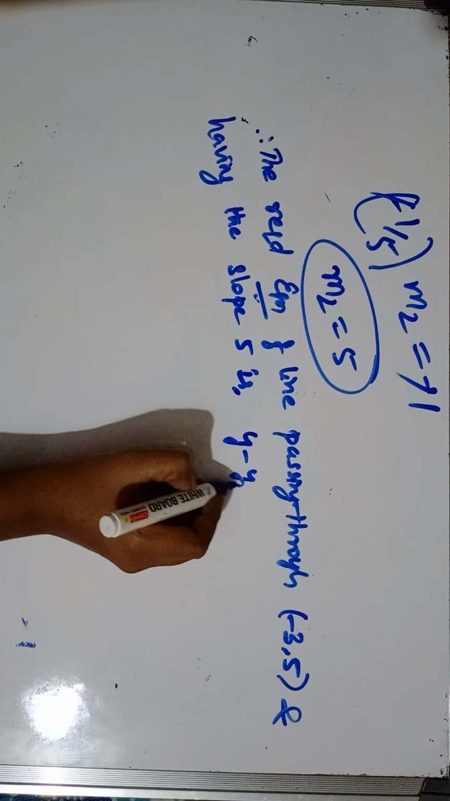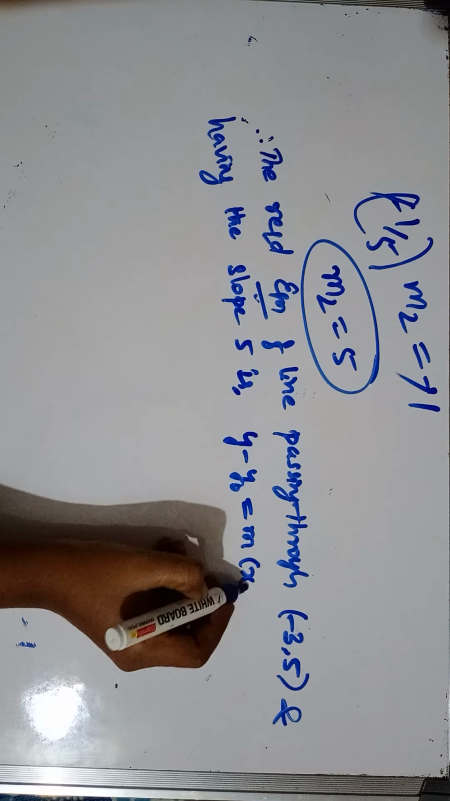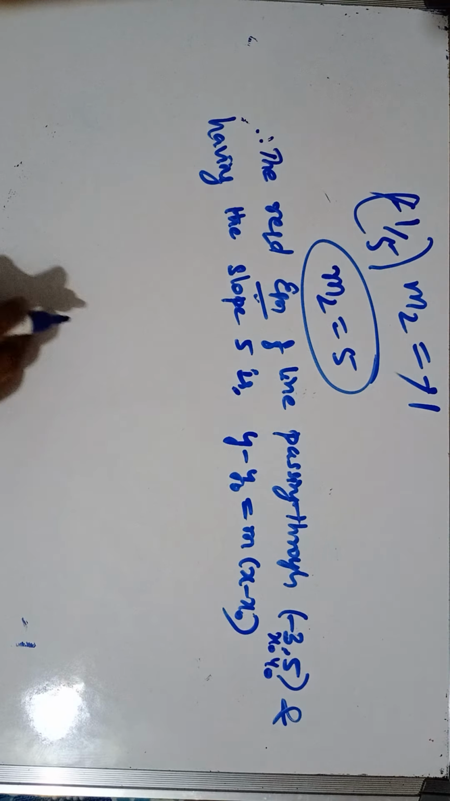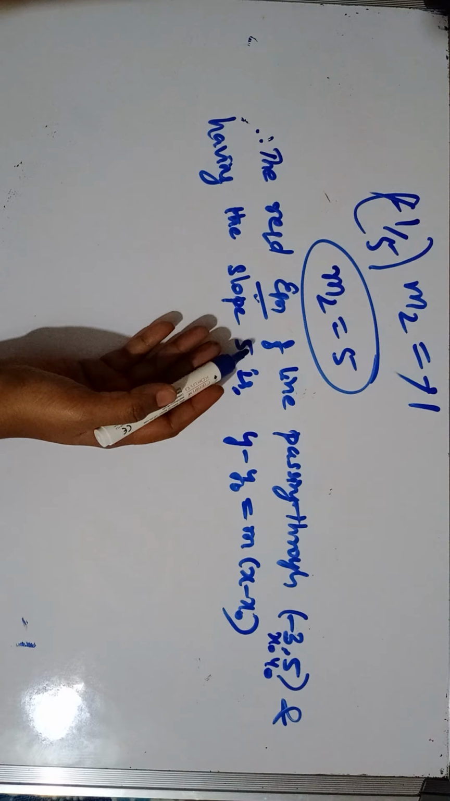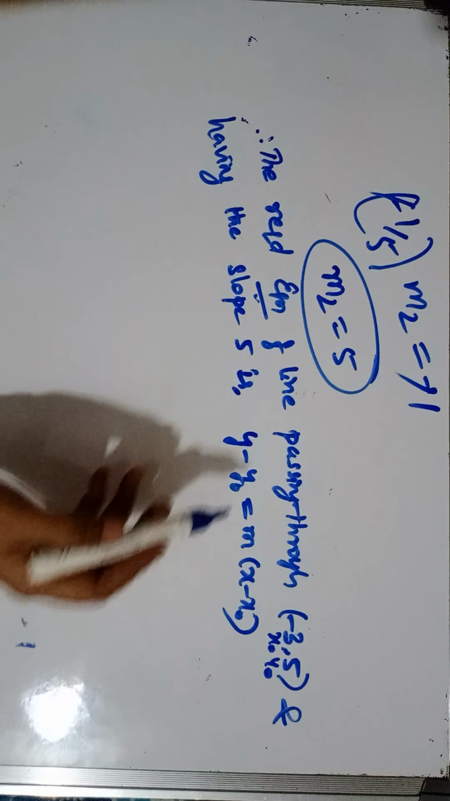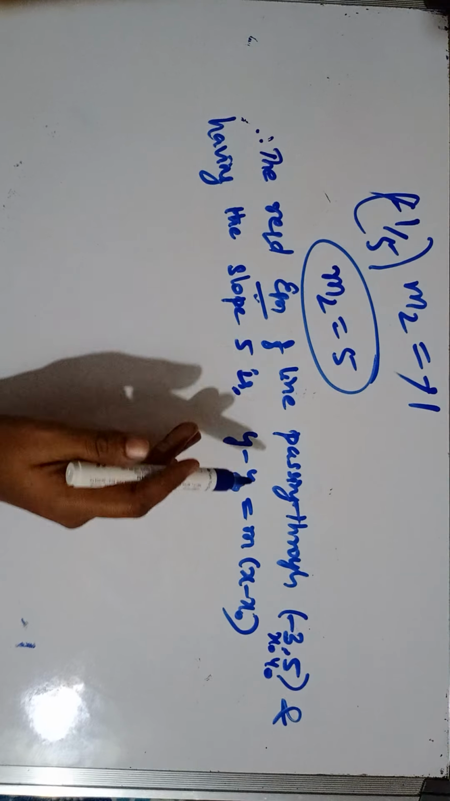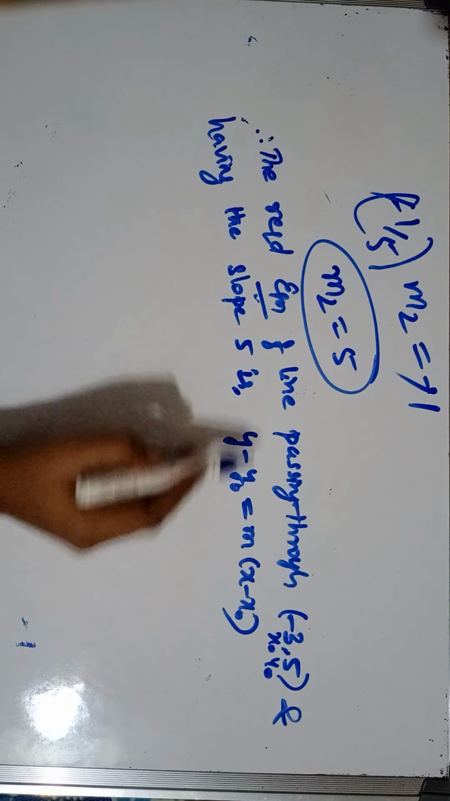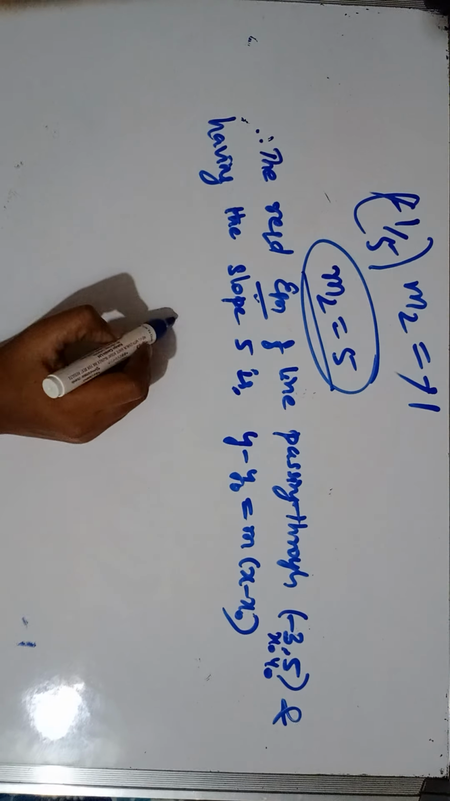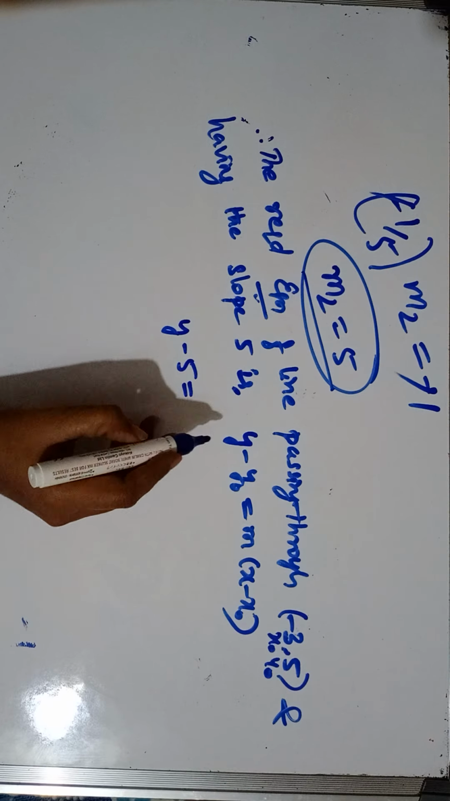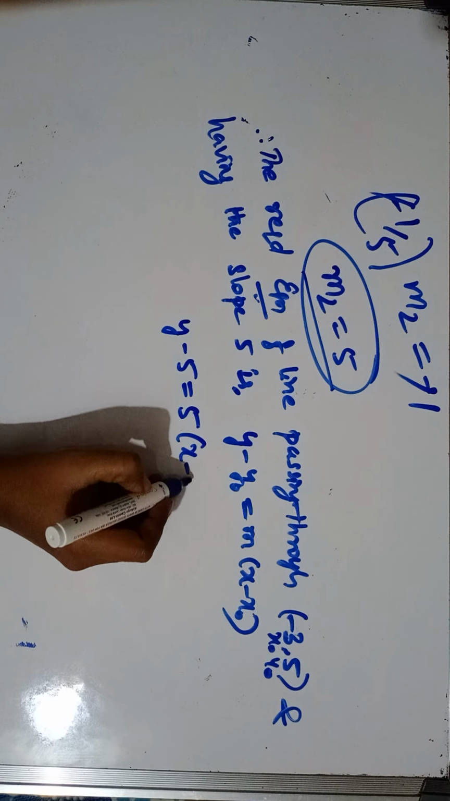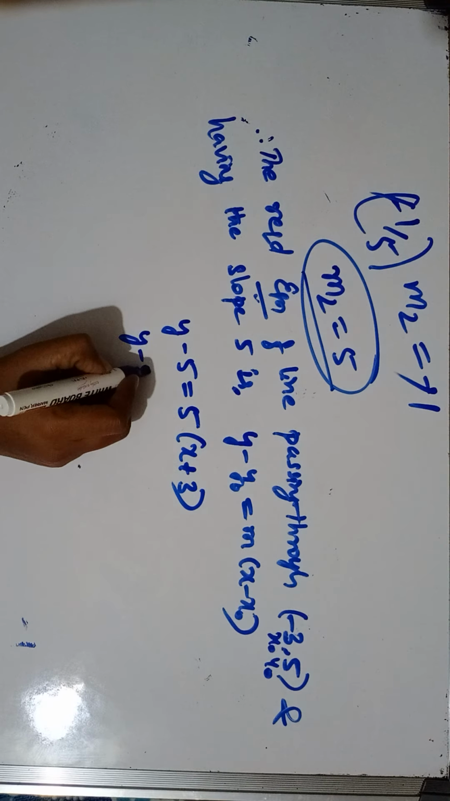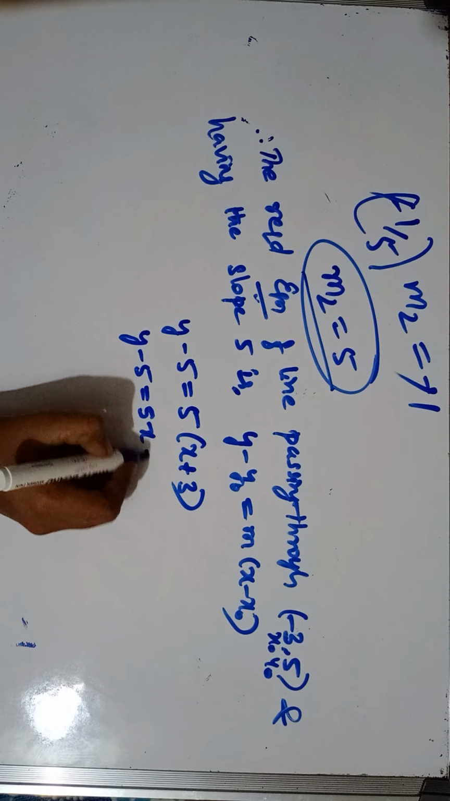y minus y naught is equal to m into x minus x naught. So here take the point as x naught y naught, and we know what is the slope m. I have considered this as m2 just to differentiate from the slope of line BC. Okay, so this is nothing but m itself. So therefore y minus 5 is equal to m, which is 5, into x minus of minus 3, that is x plus 3. So therefore y minus 5 is equal to 5x plus 15.